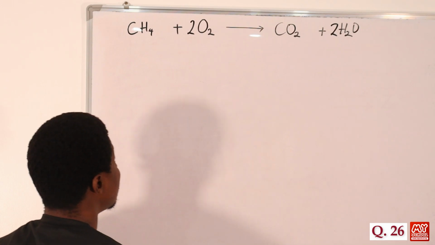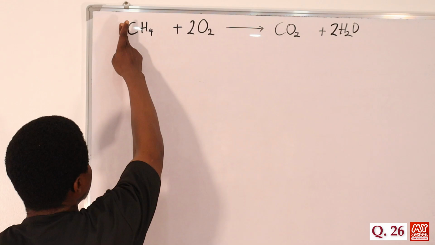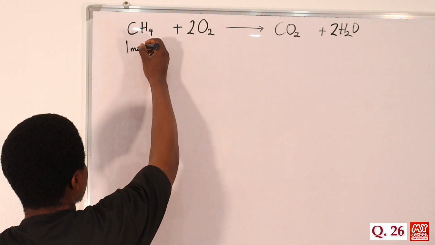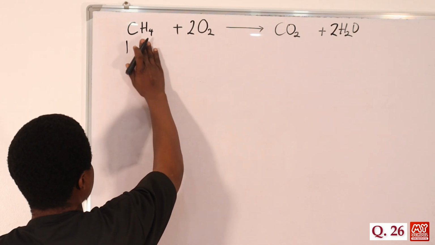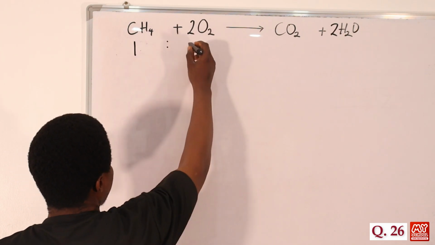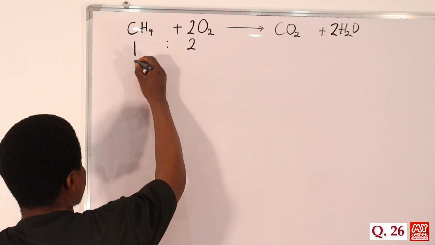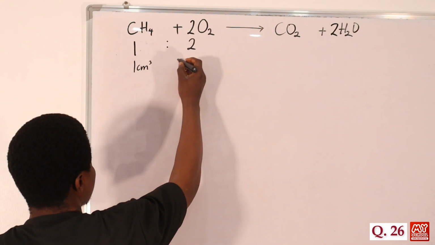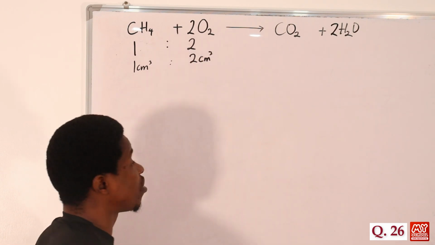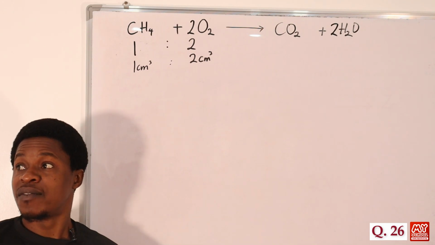Stoichiometrically, if you look at the ratio, this is ratio 1:2, which means 1 mole of CH4 will react with 2 moles of oxygen. In other words, 1 cm3 will be to 2 cm3. The question says, what is the volume of oxygen required to burn completely 45 cm3?